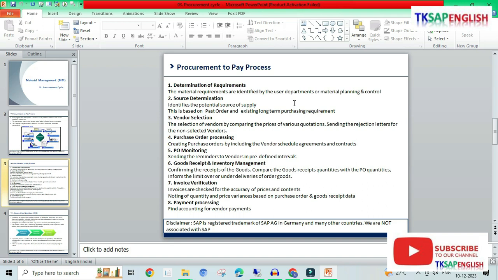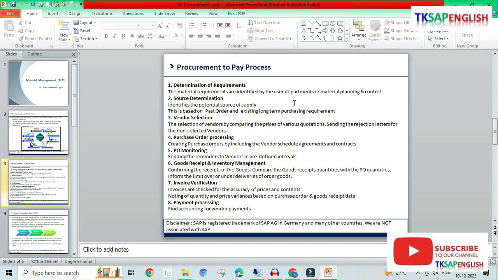The first one is determination of requirements. The material requirements are identified by the user departments or material planning and controlling departments. So this is about determination of requirements. We are gathering the requirements, what is required for us.